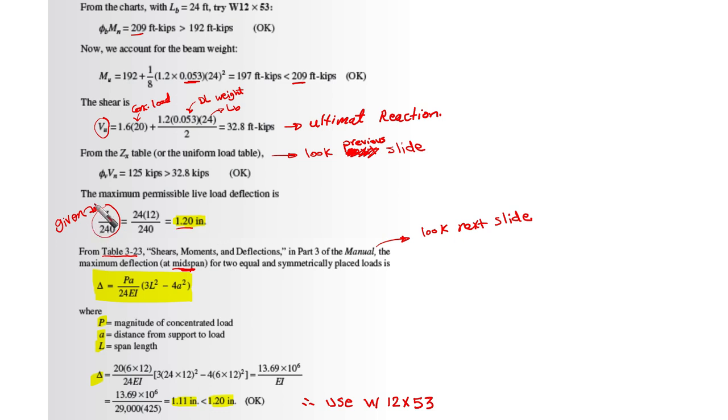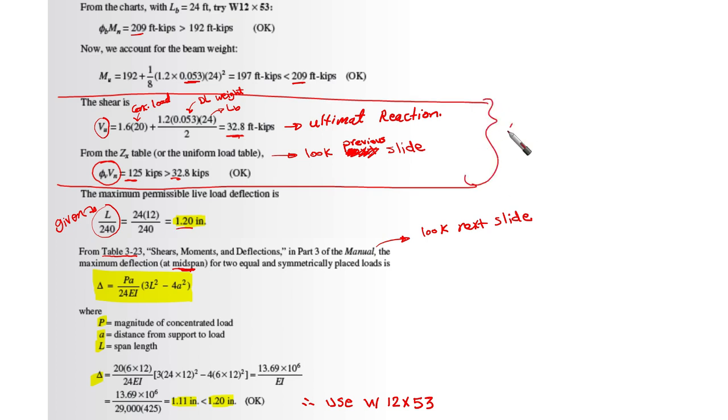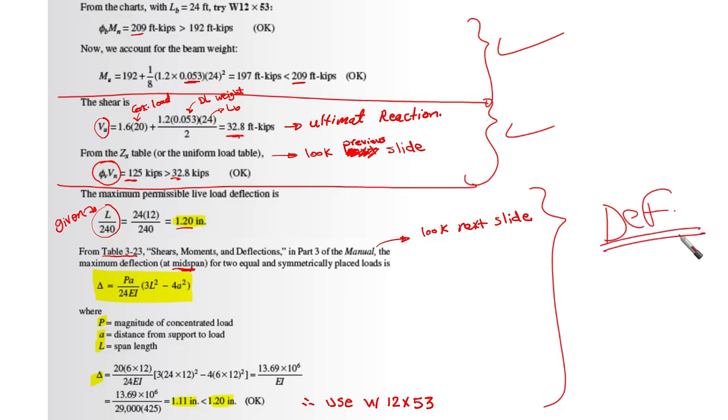Then we're going to find that the value of phi V times Vn equals 125, which is much larger than 32.8. Then we are okay in terms of shear. Shear is okay now, and flexure was okay. Now we are going into the last part, which is going to be related to deflection. We're going to get the deflection. The maximum permissible live load deflection, remember that we have only live load deflection to be considered. We are not considering dead load, as we said for steel beams.